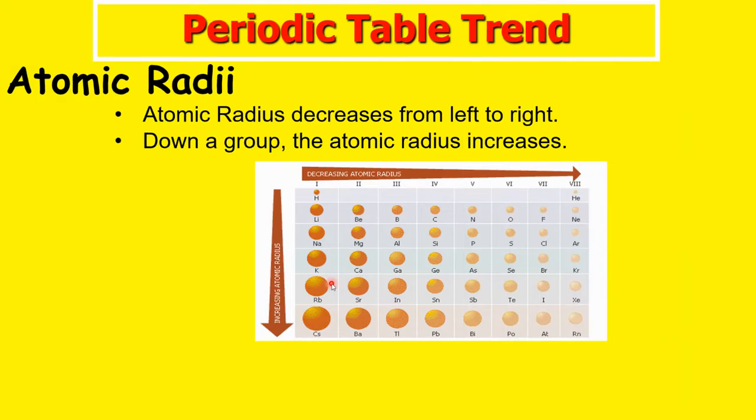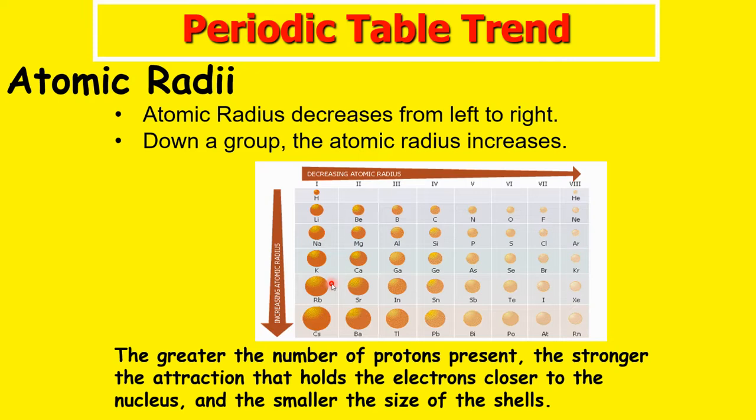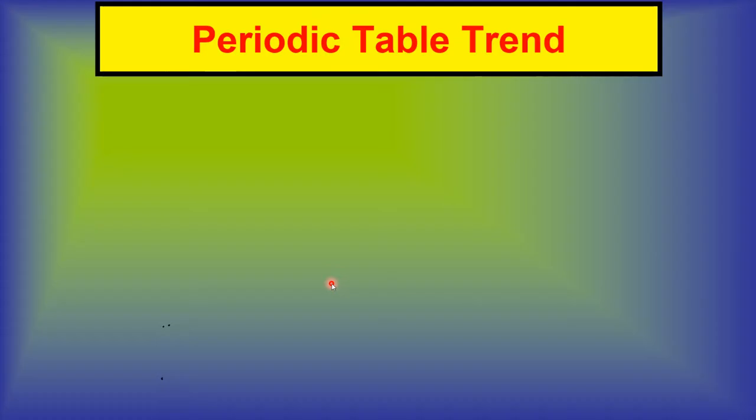All right, atomic radii. The atomic radius is going to actually decrease from left to right. Down a group, the radius is going to increase. The greater the number of protons present, the stronger the attraction that holds the electrons closer to the nucleus and the smaller the size of the shell. This is actually going to be extra information for you, but it's good food for thought.